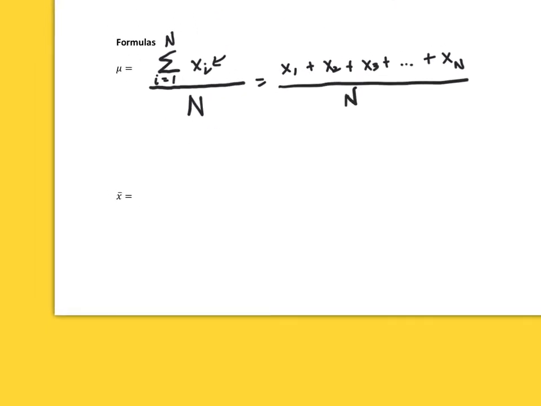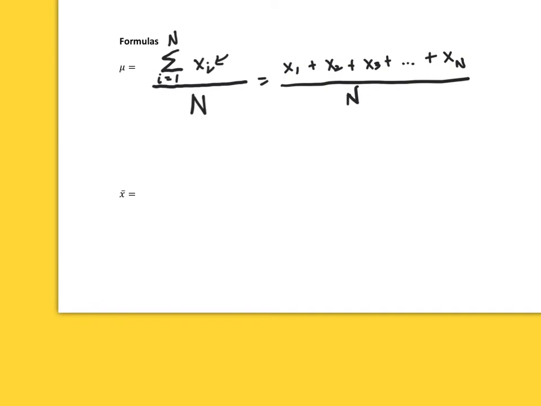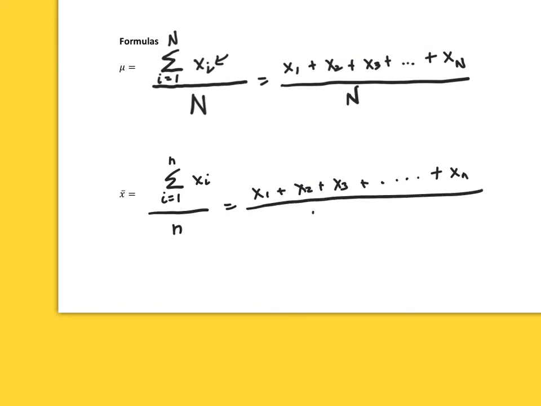x bar is the mean of the sample, and that will be the summation i equals 1 to lowercase n, x sub i, because you're just summing up those numbers, and you're going to divide by lowercase n. That's x sub 1 plus x sub 2 plus x sub 3, all the way up to x sub lowercase n, and you divide by lowercase n. Now let's do an example.